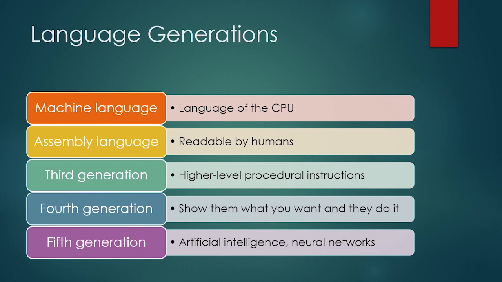Fourth-generation languages are the type where you show them what you want done, and they figure out exactly how to do it. In common use today, things like SQL are examples of fourth-generation languages. Then we come to the fifth-generation languages, which are just starting to emerge. Most of these are artificial intelligence languages, and the neural networks, the things which run self-driving cars, are examples of these.